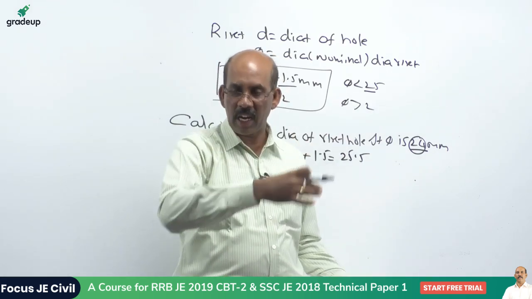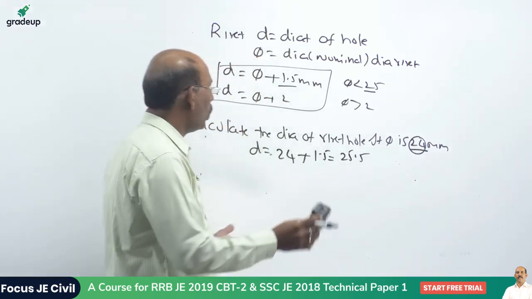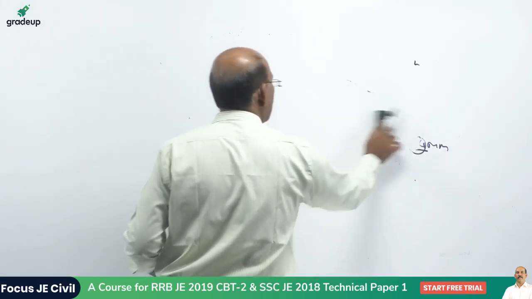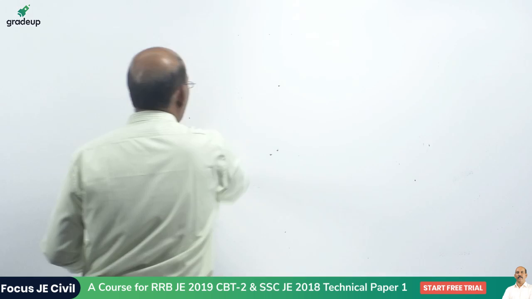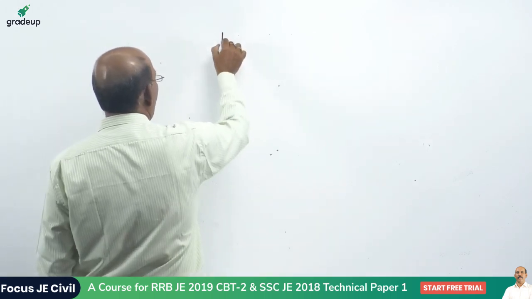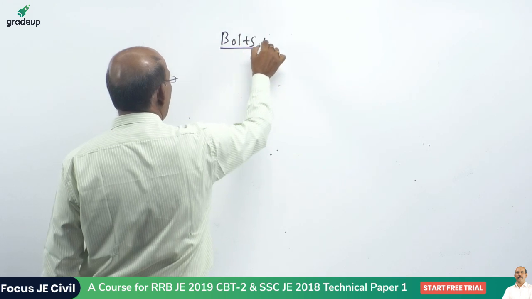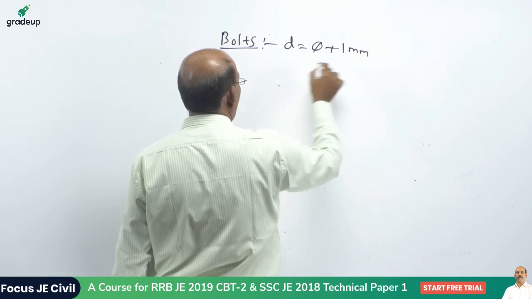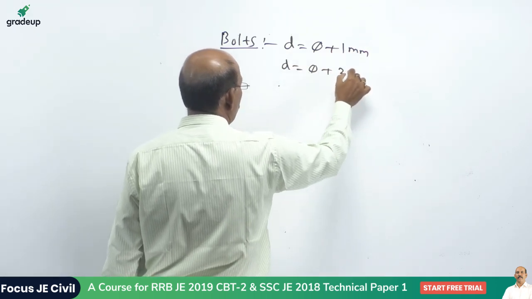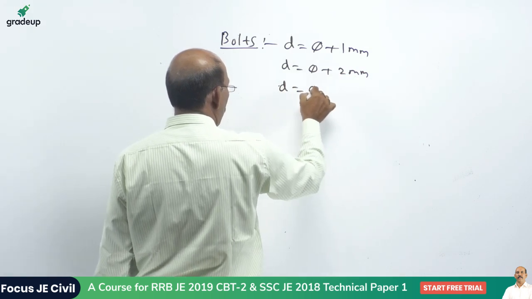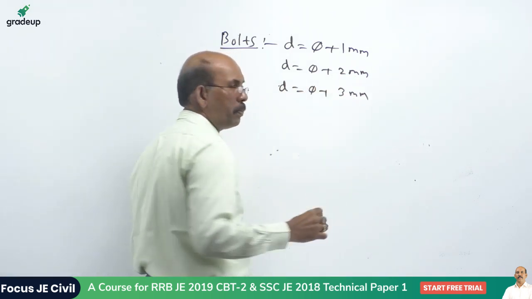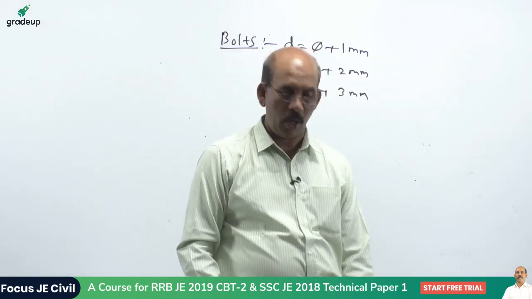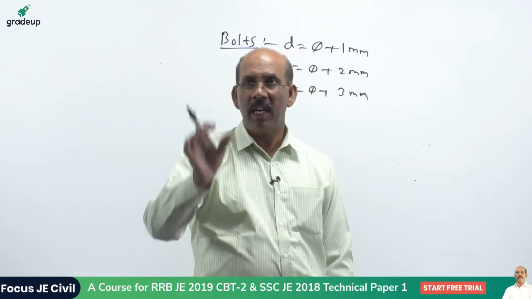And coming to the strength calculations of the rivets and bolts, there is a second rule, with reference to bolts, with some expected questions in the examination. For the bolts, D is equal to phi plus 1 millimeter, phi plus 2 millimeters, or phi plus 3 millimeters. This is given for the bolts, and according to this rule the phi value is very clearly mentioned.